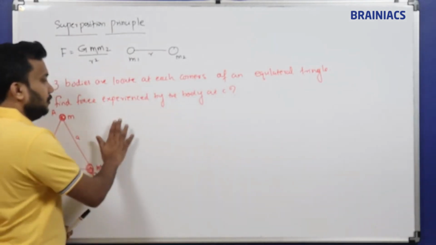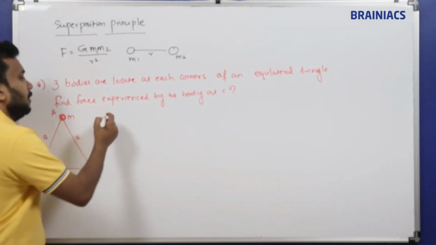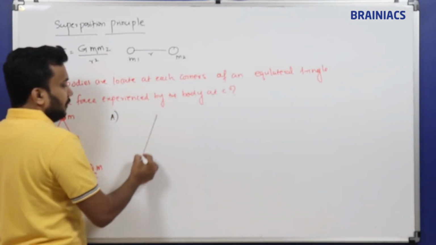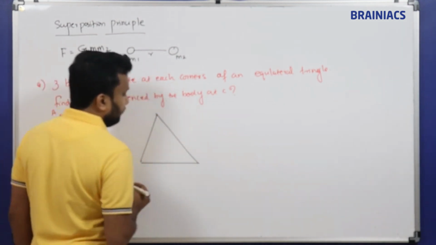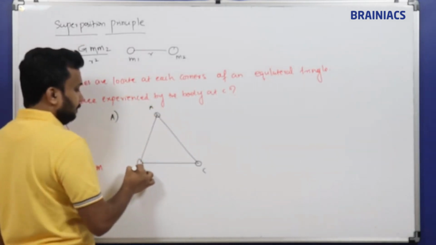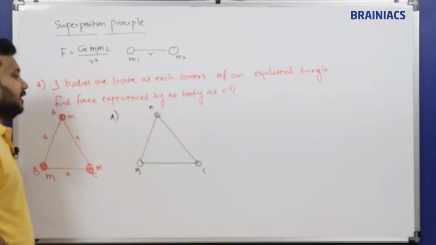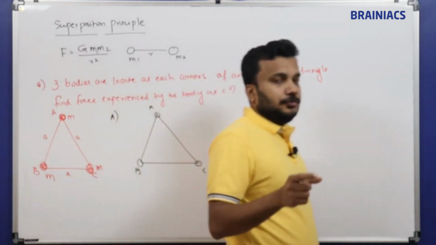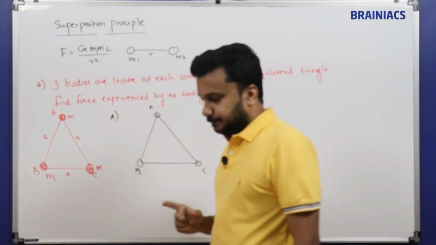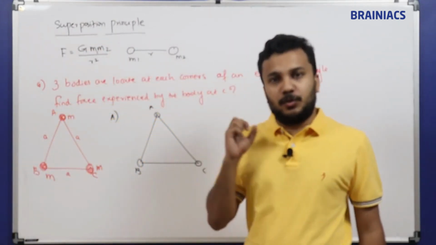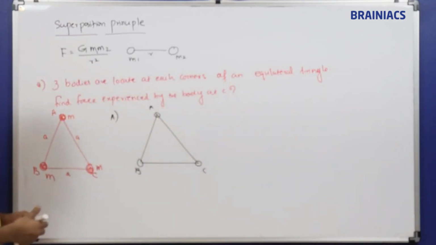So now I am going to solve this question. I will redraw the diagram like this. Here my body is C, which I am interested in. This is A and this is B. I know the side lengths are a, which is already given. So how many forces are experienced by the body C? Gravitational force is an attractive force. It's not a repulsive force. Attractive force means that a body is always moving towards another body. That's the concept here.